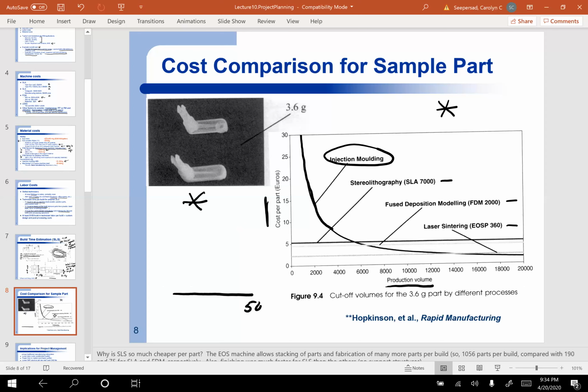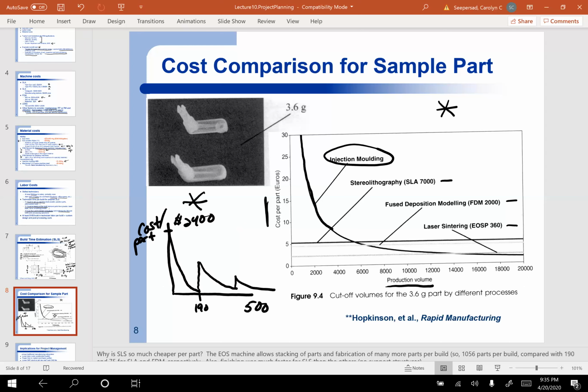So let's say, for example, if this were 500 production volume, and this is the cost per part. If you only wanted to build one of them, it'd be really high, remember, like $2,400. And then it would go way down if you built 190. And then it would go up again if you had to just build one or two more, you'd have to start another build, and it'd go down. You'd see this sort of zigzag or sawtooth pattern, because every time you have to start a new build, it's another $2,400 that you have to average out over those parts.